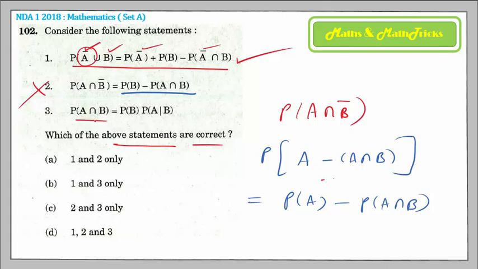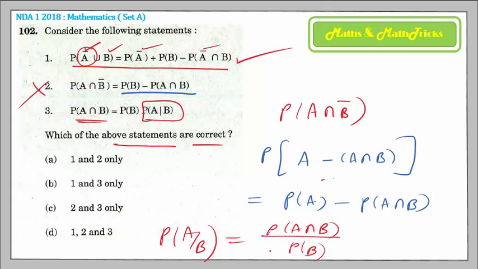And what about the third statement? In that there is a conditional probability formula. You know that probability of A by B is probability of A intersection B upon probability of B, which gives us this particular formula by transposing the terms, like P of B, if you send it to the LHS, it becomes the RHS of the third statement, isn't it so? So third statement is correct, first statement is correct. So which are correct out of these 3? They are 1 and 3 only. So option B is the right choice.